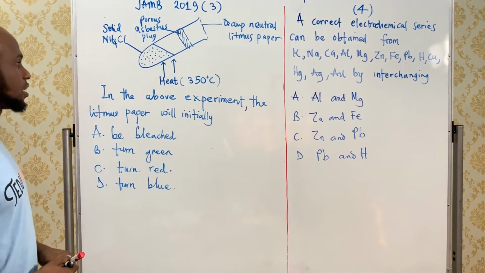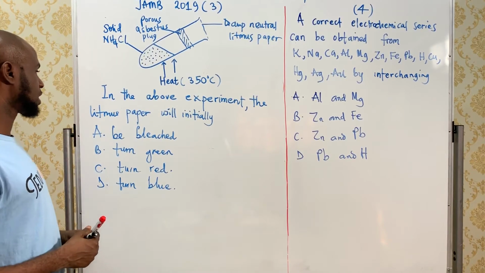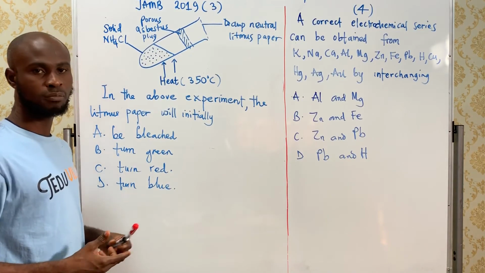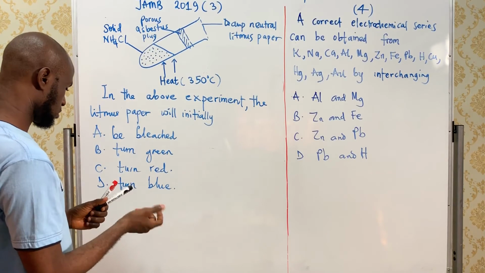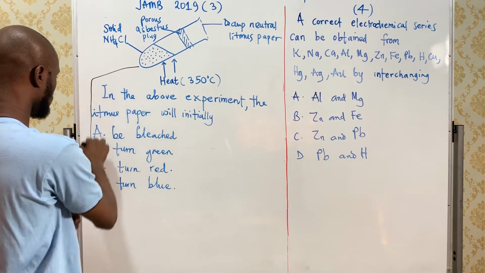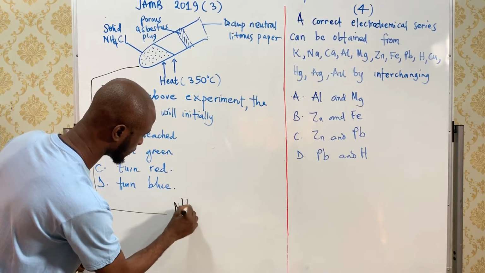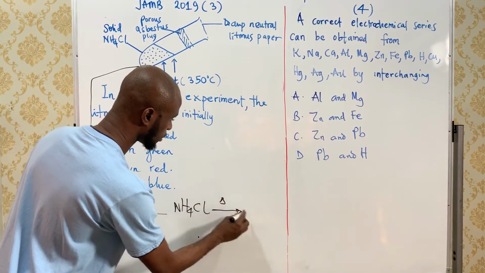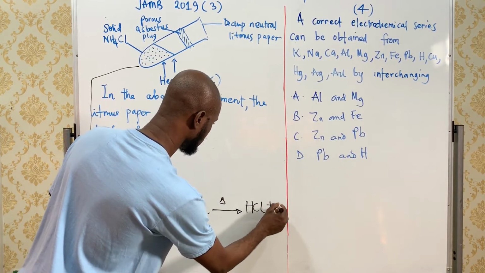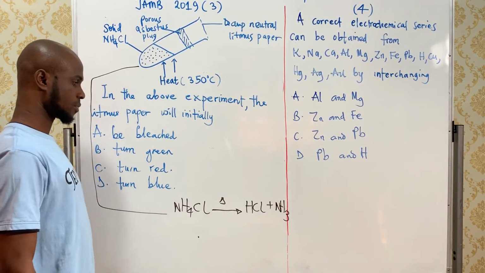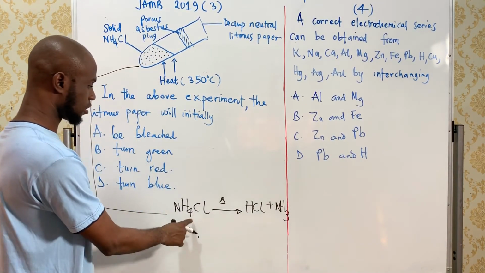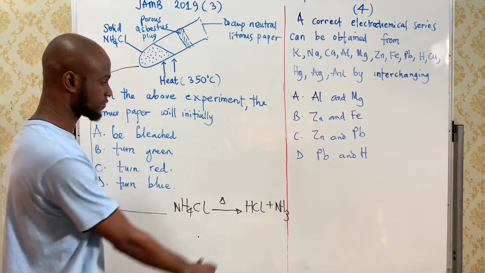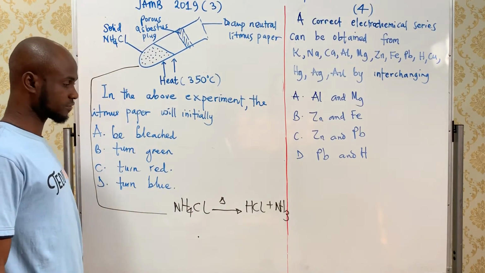Okay, this is a diagram. In the above experiment, the litmus paper will initially A be bleached, B turn green, C turn red, and D turn blue. Don't forget that in this test tube, we have solid ammonium chloride. When solid ammonium chloride is heated, it splits into HCl plus ammonia. Are we right? Yes, because H plus NH3 will give us NH4. This is nitrogen, chlorine, everything is balanced. And we have to look at the rate of diffusion of HCl and ammonia. Which one will diffuse first?